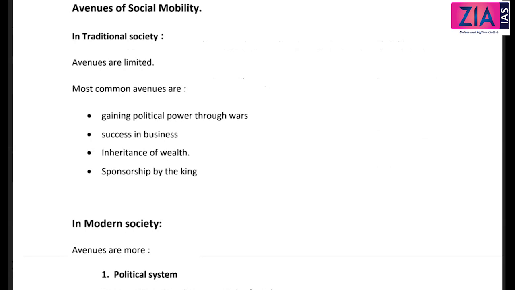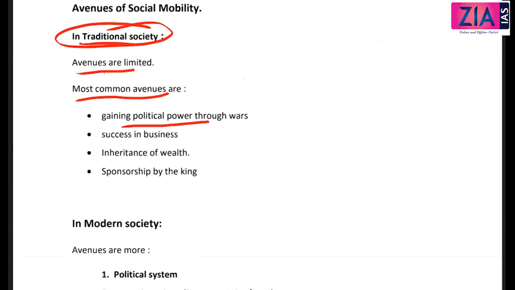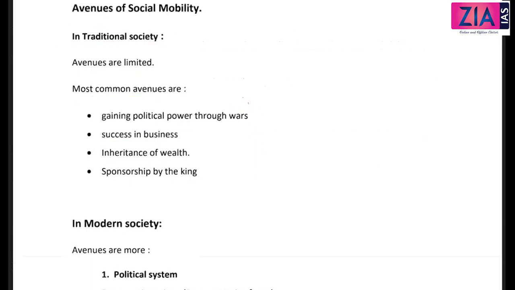Now, in traditional society, as I've told you, choices are limited. What are the most common avenues in traditional society? Gaining political power through wars. That is one way. Success in business, inheritance of wealth, sponsorship by the king. So the chances of getting mobility in traditional society are very limited.